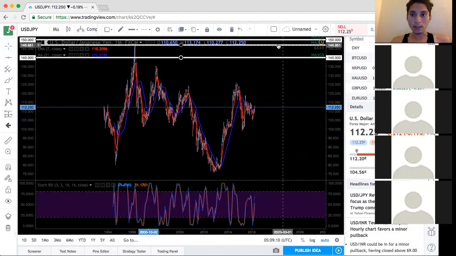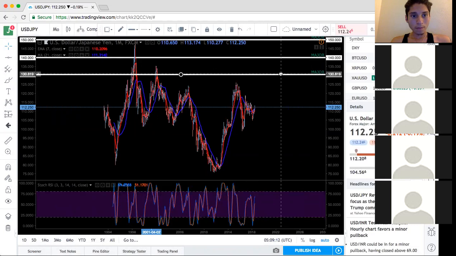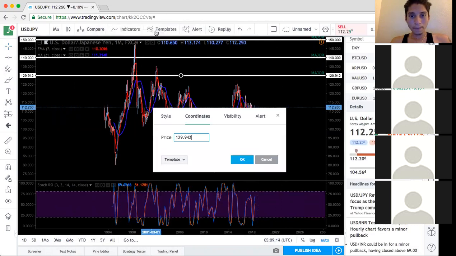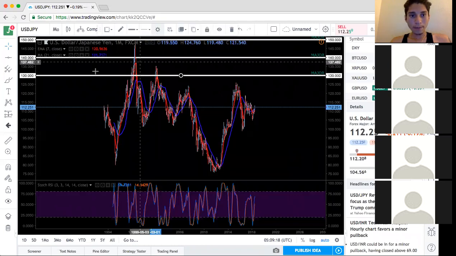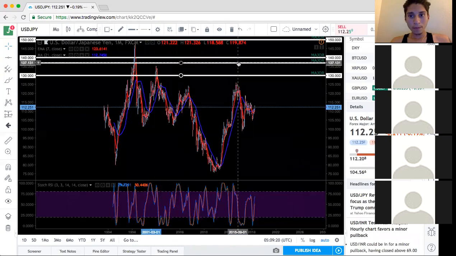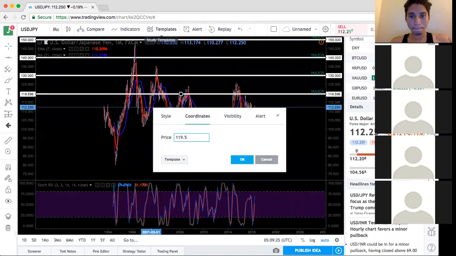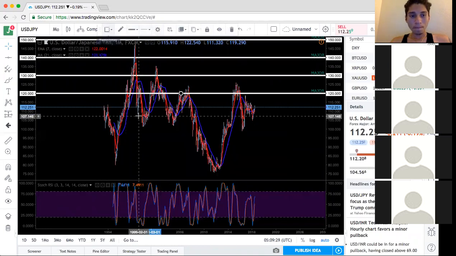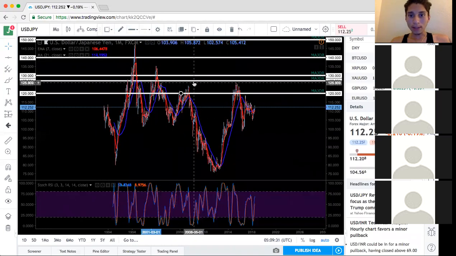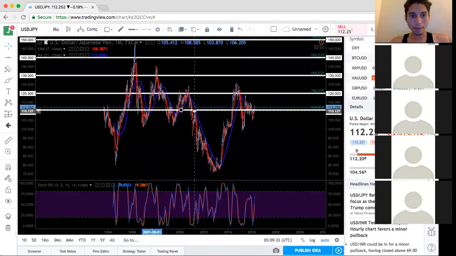Okay, so we're going to do this another 1,000 pips. Right about right here. 130,000. 120. And you'll see what I'm trying to do with this after. I'll explain. I'm just going to put these lines real quick, okay?